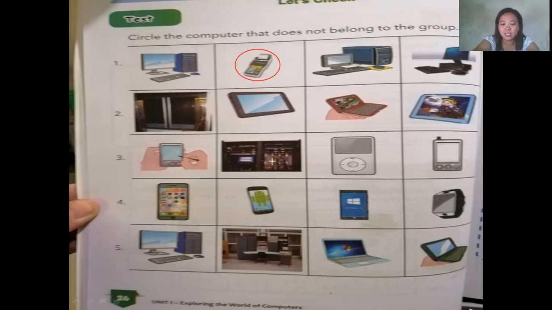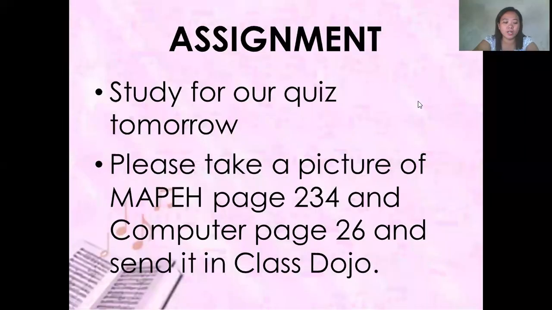Here, picture number three and picture number four. Which one is different? Next, number four. Picture number one, picture number two, picture number three, picture number four. Which one is different? Next, number five. Look, this one and this one. Which one is different? Done? Okay.